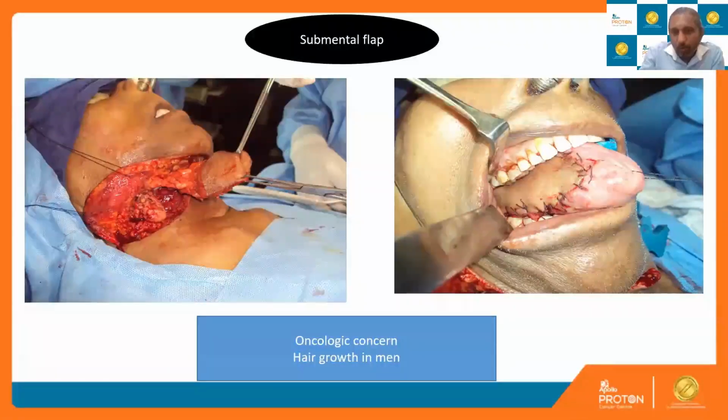There is a good amount of literature. It can be used in N0 oral cavity reconstruction, but in tongue it is difficult to comment, but definitely there is an oncological concern, and hair growth in men is something which you should be considerate of when you're using this flap, because it results in a lot of stubble.